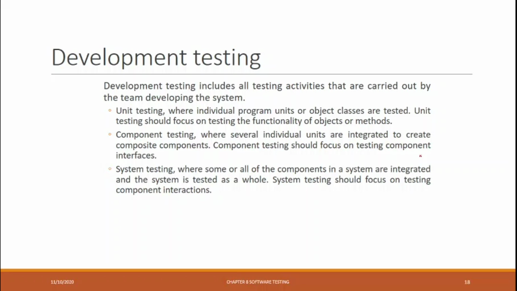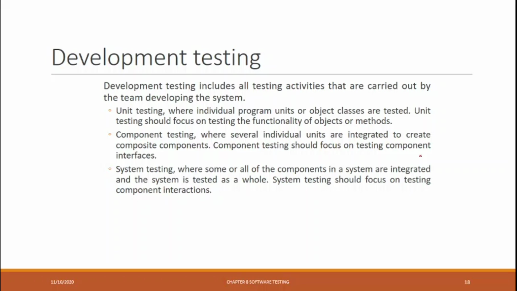So all testing activities, maybe unit testing. Whenever you develop a product, you have a model, submodels, components, subcomponents, etc. In the same way, in the development of testing, you have to test different stages, like we saw: unit testing, component testing, and system testing. In unit testing, individual program units or object classes are tested.